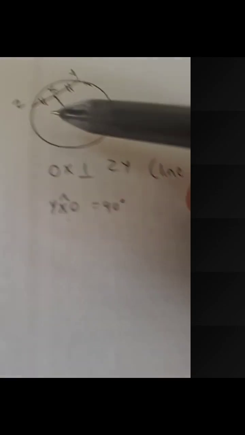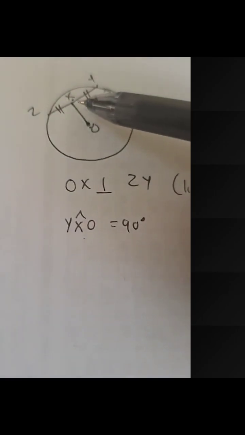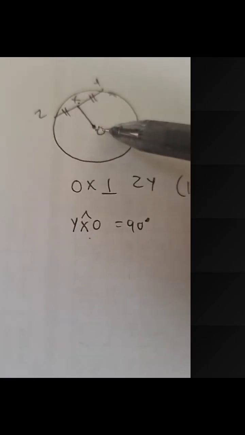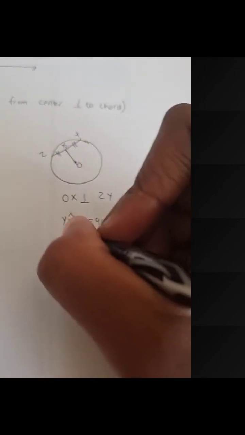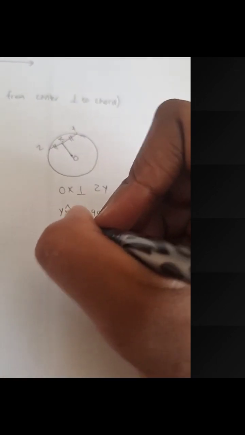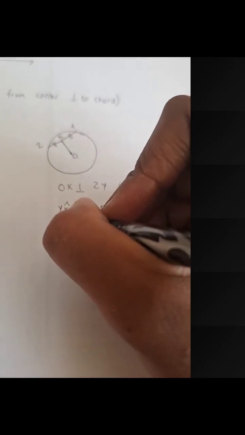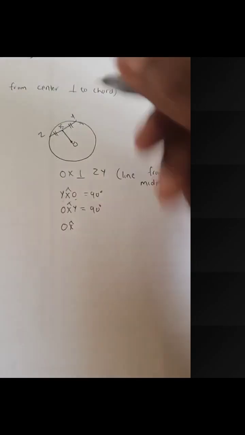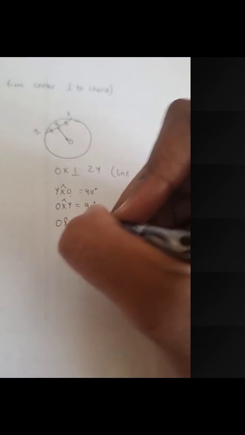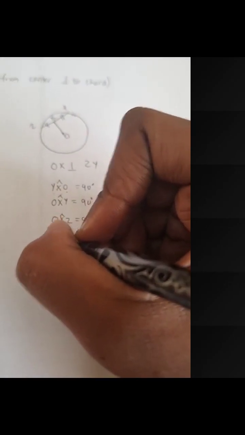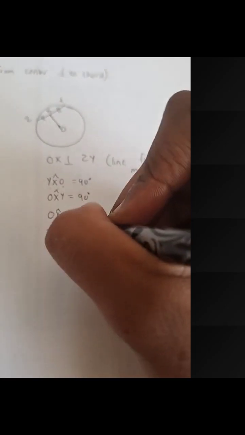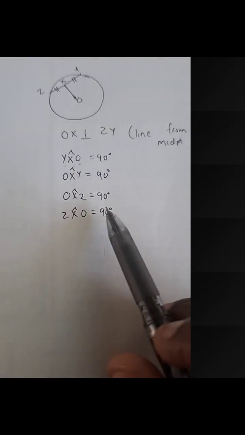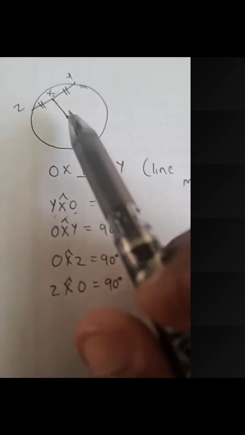I hope you guys are with me here about this fact that we can't say X is 90. We need to be specific. So you can say YXO is 90. If you change your orientation, you can say OXY is equal to 90 degrees. You see, that's very important. Or if you look at the other side, OXZ is equal to 90 degrees. Or you can say ZXO is equal to 90 degrees. This is very important to be specific about the angle, all right?